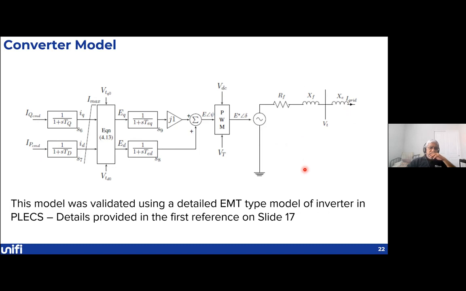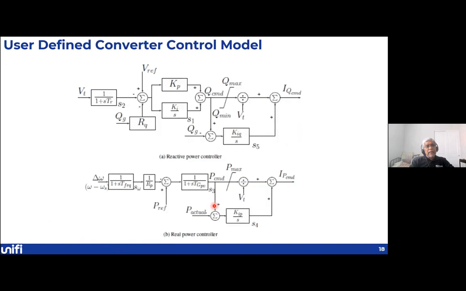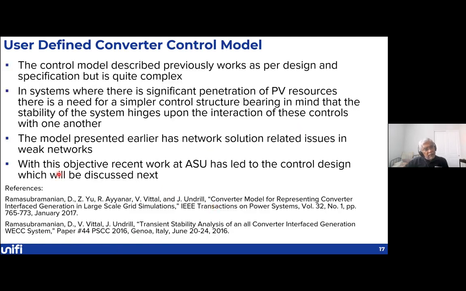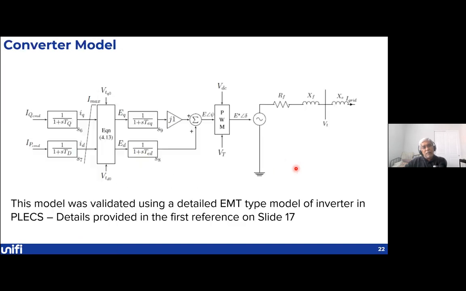of the solution. And as I said, the way we validated this model was through an EMTP type simulation using PLECS. And second, this first reference actually shows you the validation of that particular model.